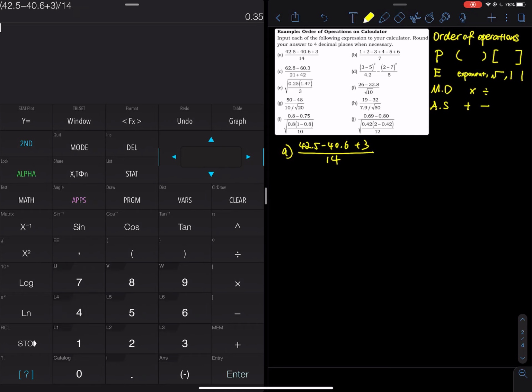I ask you to round to 4 decimal places where necessary. So this is equal to 0.35. I don't need to round anything, so that is exactly 0.35.